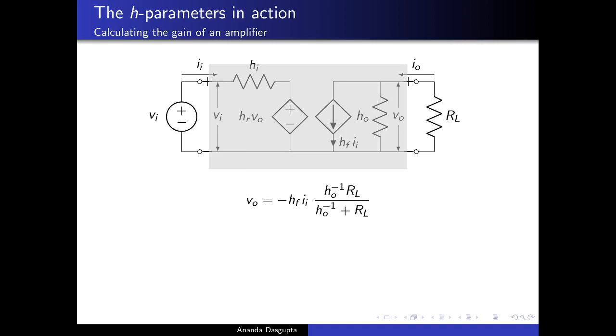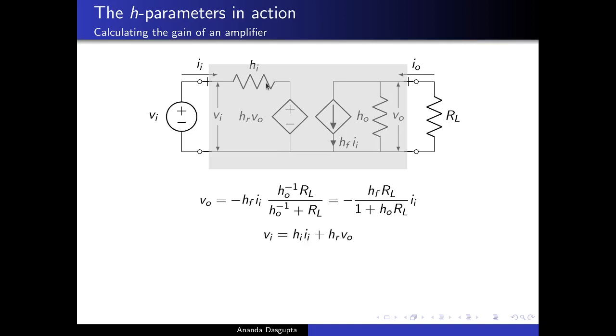Of course, this can be simplified slightly by multiplying by HO at both the numerator and the denominator, and this is what it works out to be. So VO is related to the input current II this way. Of course, what I want is VO by VI, but notice that VI, the input voltage, is simply the drop across HI II plus this voltage HRVO. So all I have to do is rewrite this whole thing with II being replaced by minus VO into 1 plus HORL divided by HFRL.